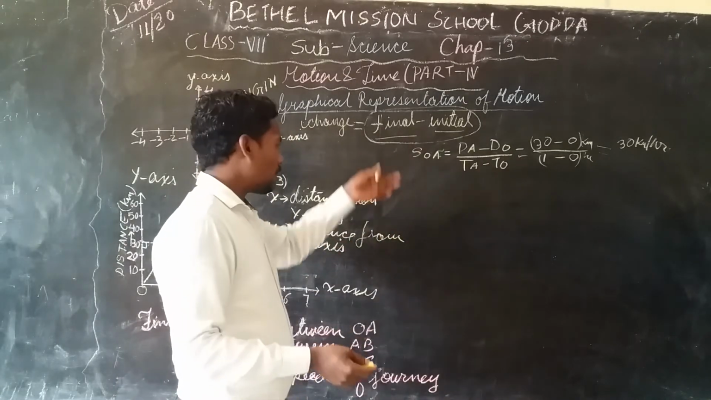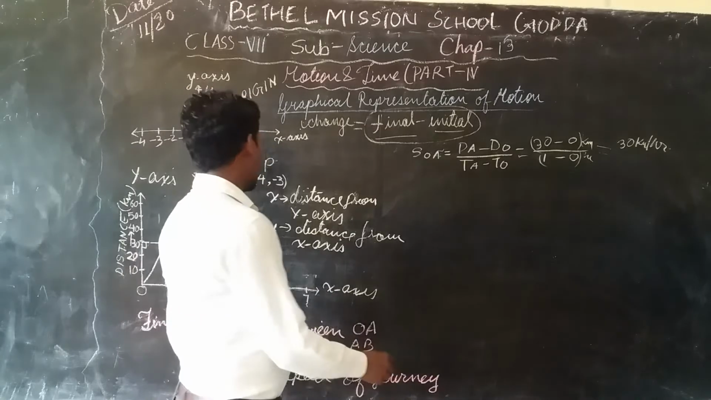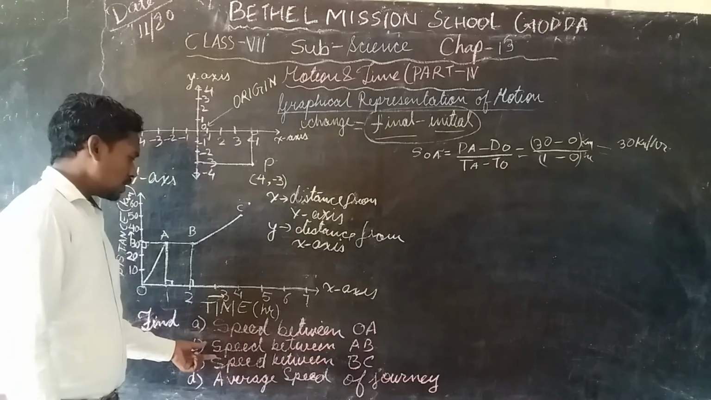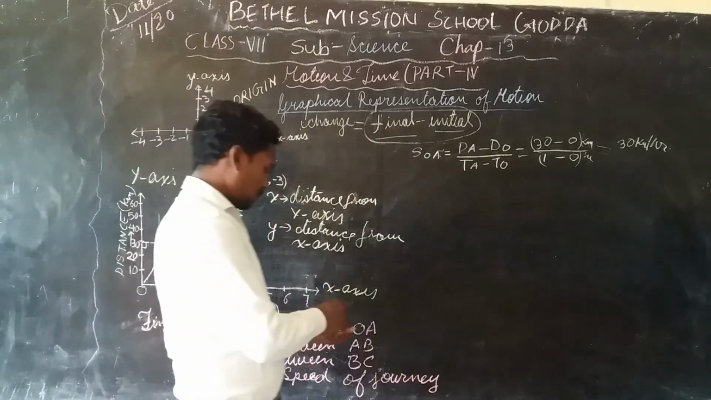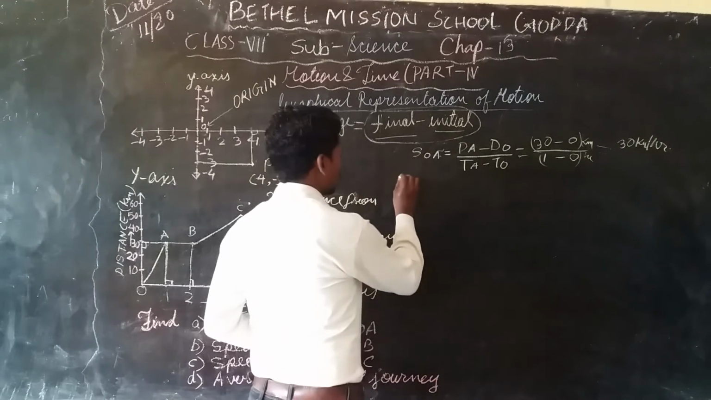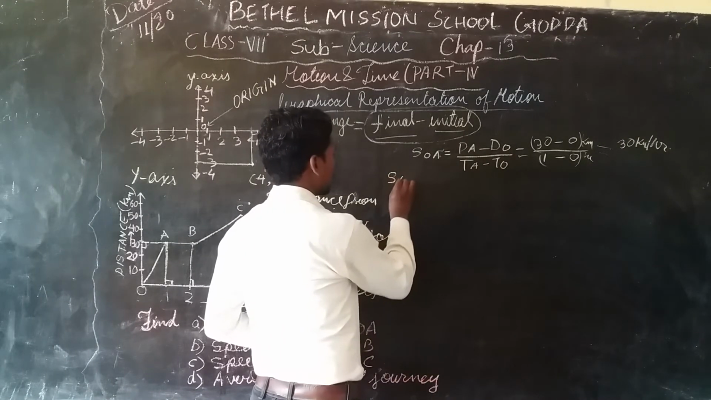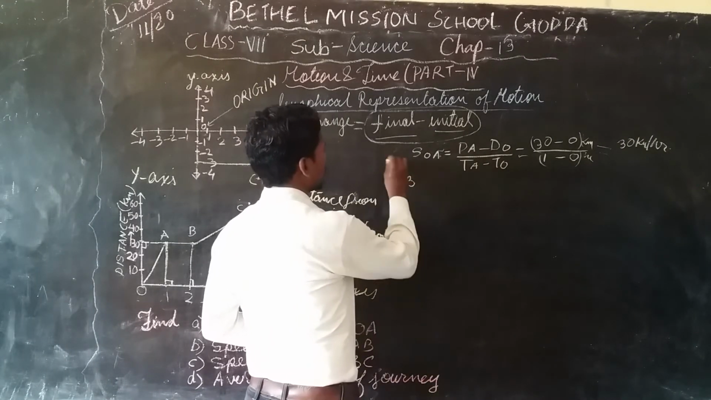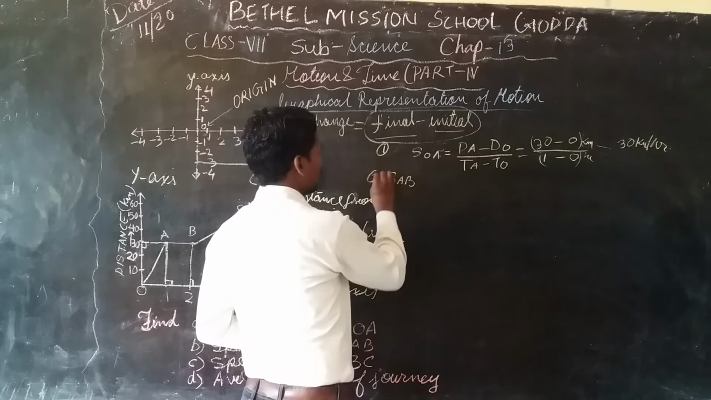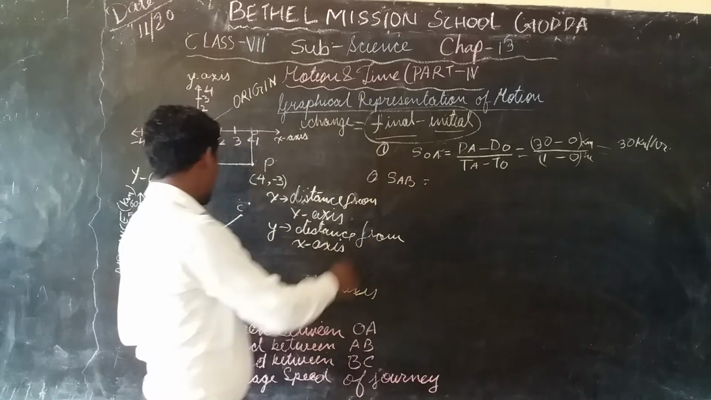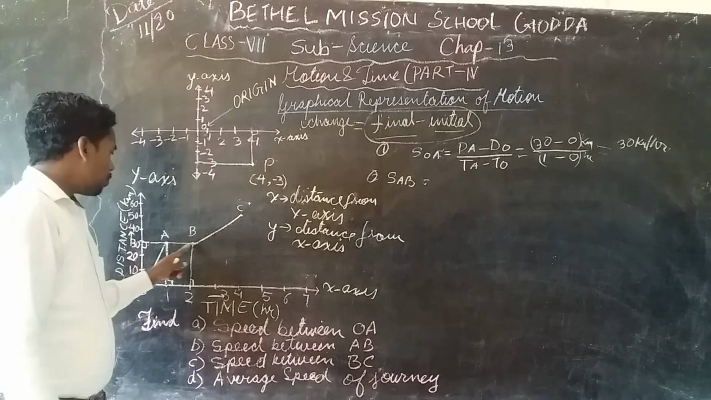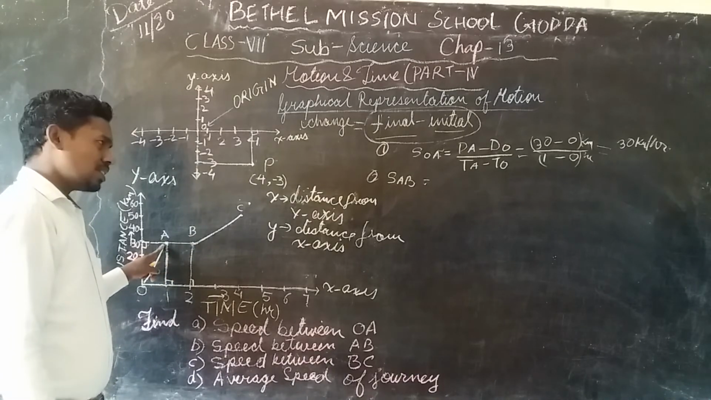You will understand better as we proceed further. Okay. So the second question is speed between AB. Speed between AB. So let us talk about speed AB. So this is 1 number and this is 2 number. Speed AB. You see this motion. B is the final position and A is the initial position.